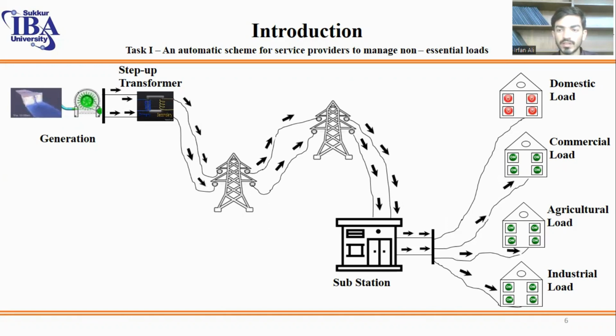All the loads connected to any feeder, such as domestic loads, are cut from the power. It means the power of that feeder is interrupted. Now what we want is that when the power of that feeder is interrupted, only the non-essential load must be interrupted and the essential load should get power continuously.